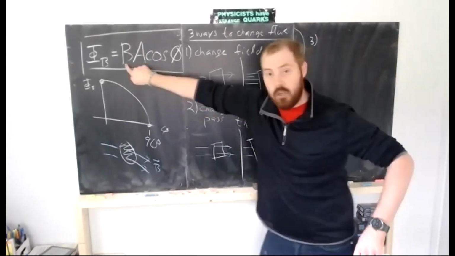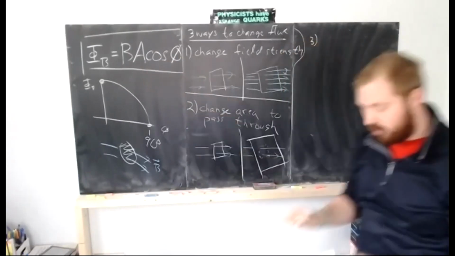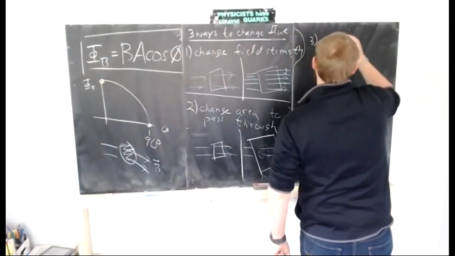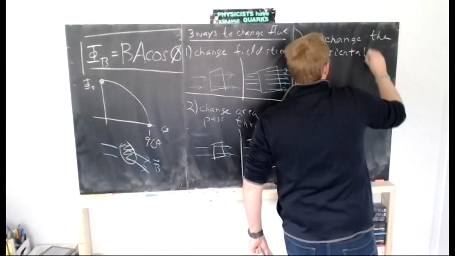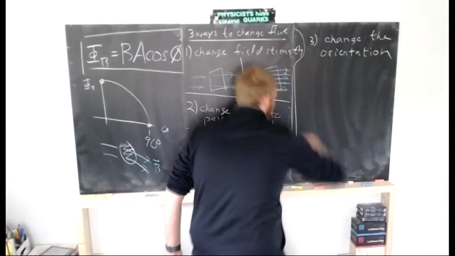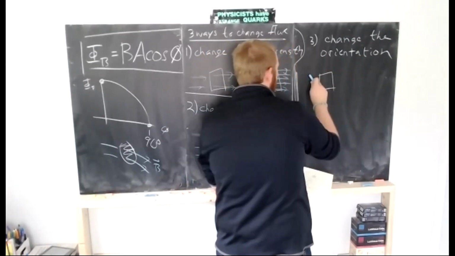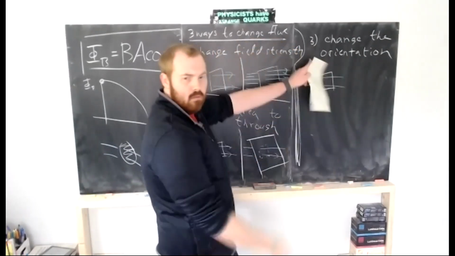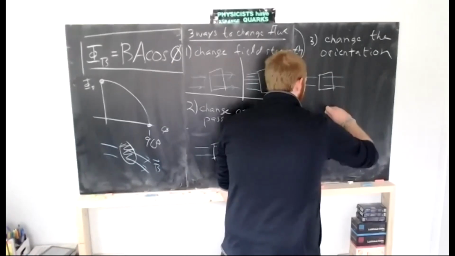So one method said change B, second method, change A. All I'm left with is the angle, so I change the orientation. I could have my good old favorite square loop, some magnetic fields going through it, and then I could say, rotate it. I just rotate it. And now, oop.